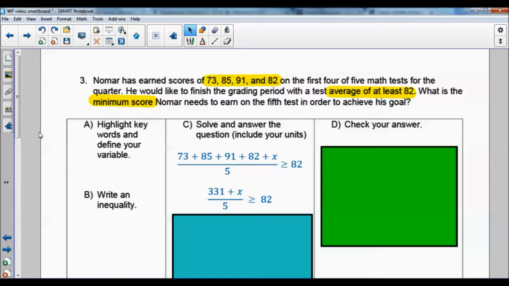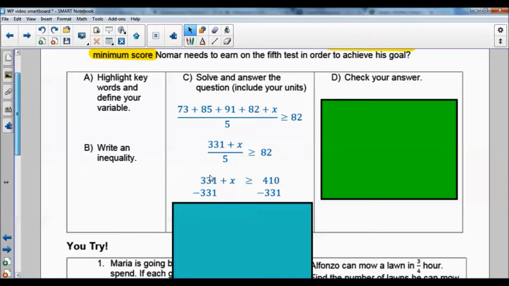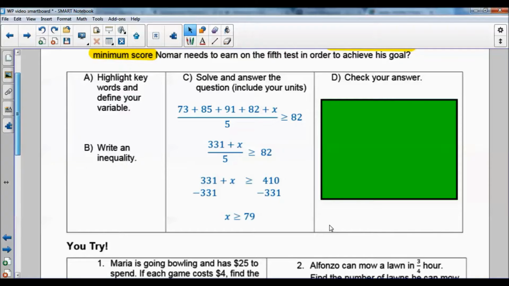So then my next step here is multiplying by 5 on both sides, okay, to get rid of our fraction. So when I multiplied by 5, 82 times 5 is 410, and this side our 5's just cancel out. And I didn't show that step, but I think you guys can listen and get it pretty well. Our last step here is we're going to subtract 331 from both sides to get rid of this 331, and we have x is greater than or equal to 79. So he needs to get a 79% on his last test in order to get an average of 82 or better.